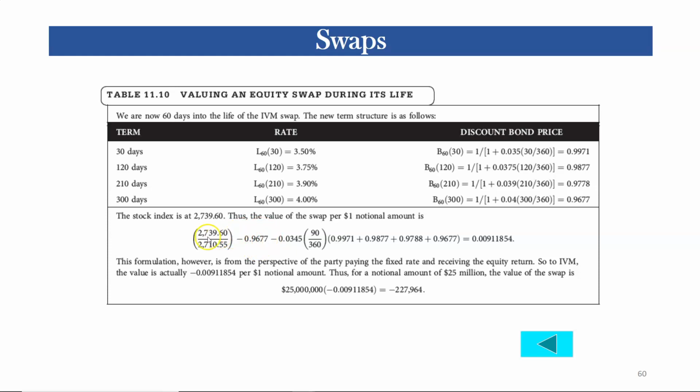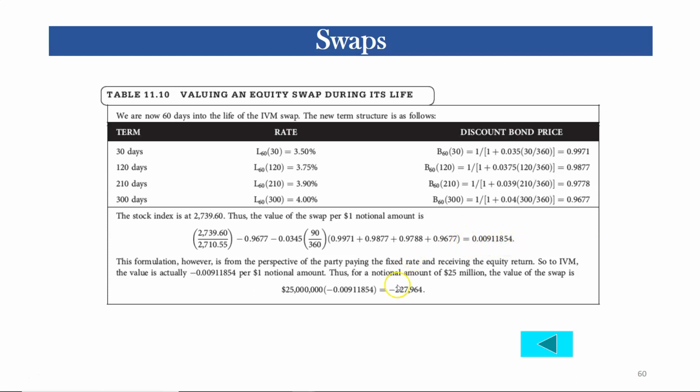So if we deduct the value of the loan side or the bond from the value of the equity, it will give us the value of the swap in which the party is receiving equity return and paying the fixed return. However, IVM in this example is receiving fixed and paying floating. So as a counterparty, it will have a negative sign with this value. Now remember, this is the value of the swap assuming a notional value of $1.